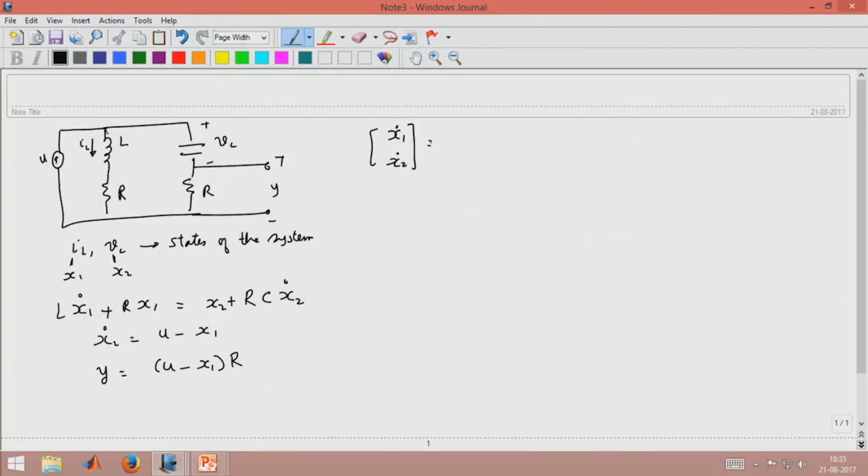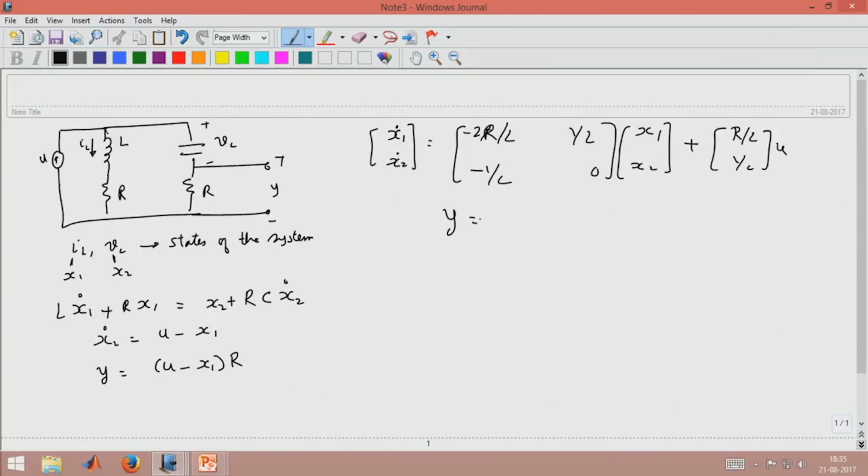which results in the state space equation, which is like this: x1 dot, x2 dot is minus 2 times R over L, 1 over L, minus 1 over C, 0, times x1, x2, plus R over L, 1 over C times u, and the output y in terms of Cx plus Du is minus R, 0, times x1, x2, plus R times u.